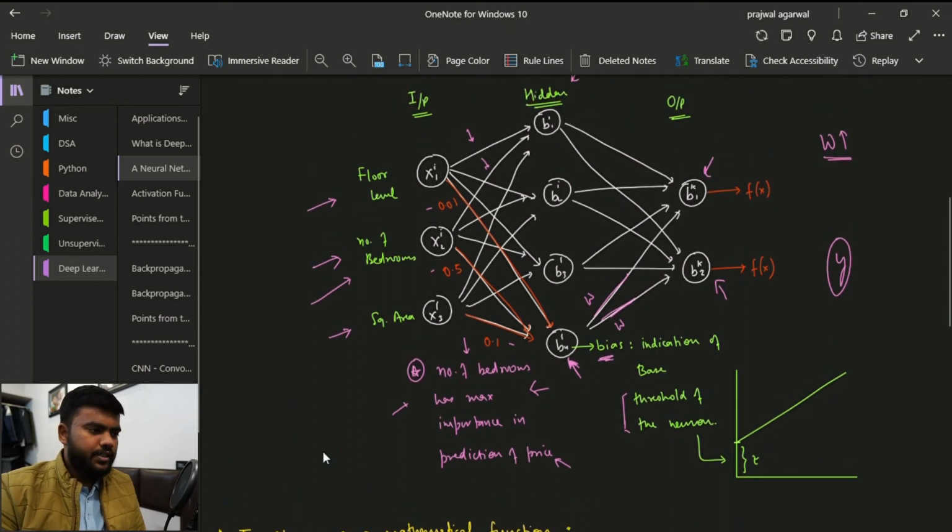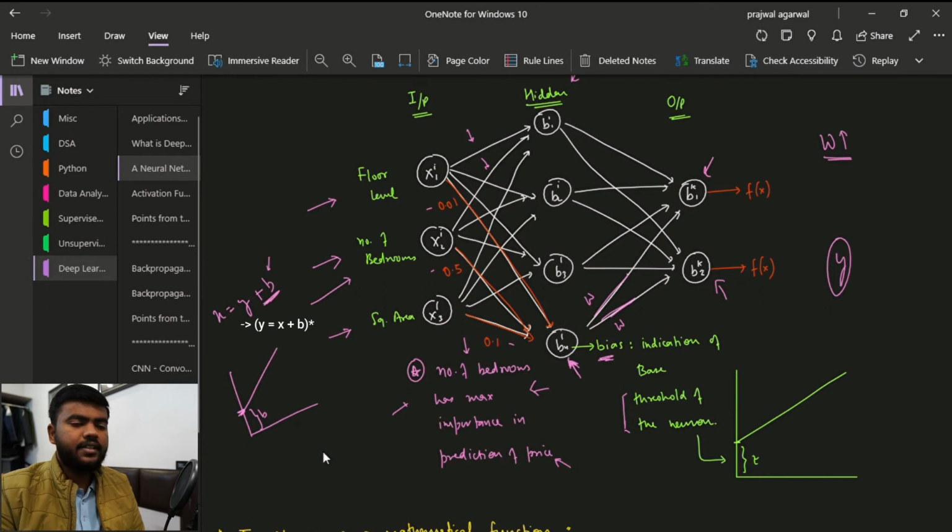So for example, let's say you are plotting a graph. If I plot x equals y, then the graph will look something like this. But if I want to plot something like x equals y plus b, then the graph will look something like this, where this part is b. So basically bias is the indication of the base threshold, the point from where the graph should start. Basically it adds a certain amount of value already to the output. So that is the role of bias.